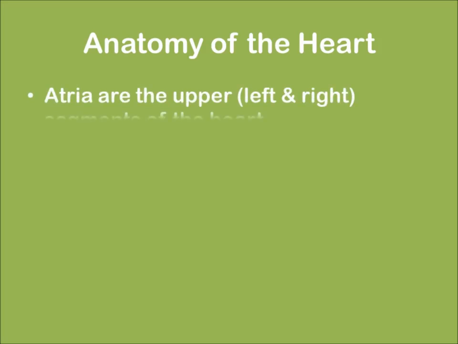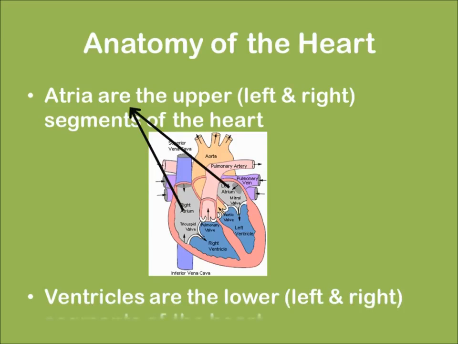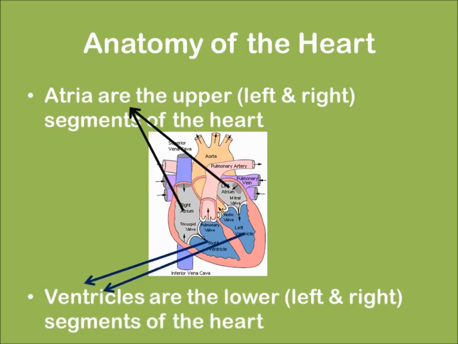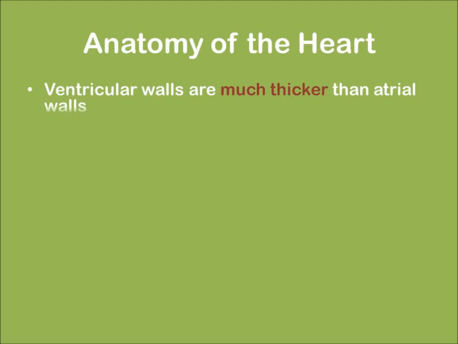The atria are the upper segments of the heart. The ventricles are the lower segments of the heart. Ventricular walls are much thicker than the atrial walls. Remember that.